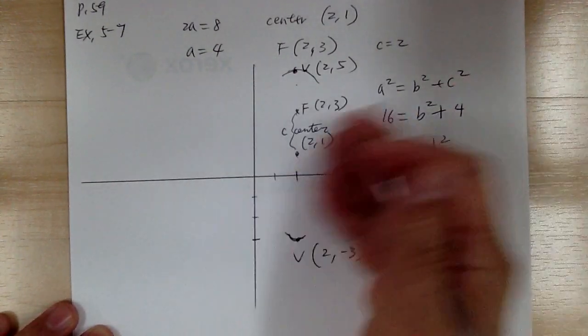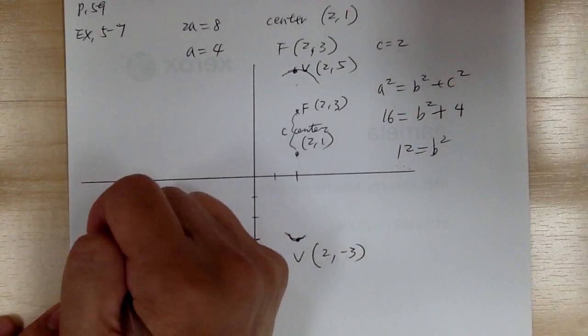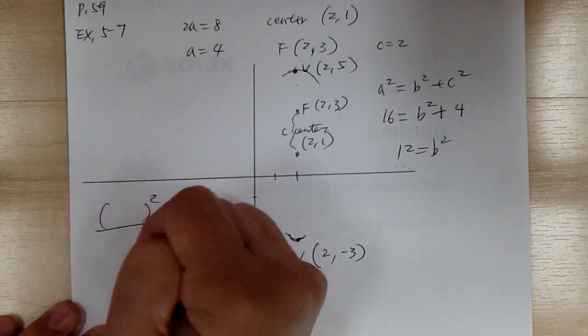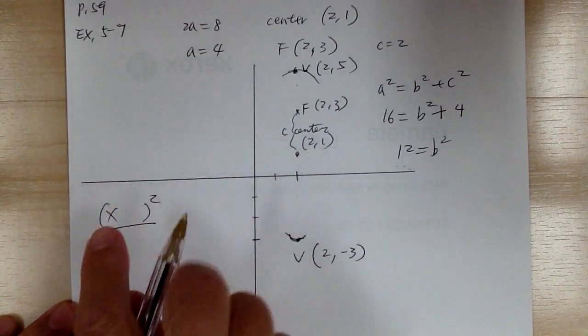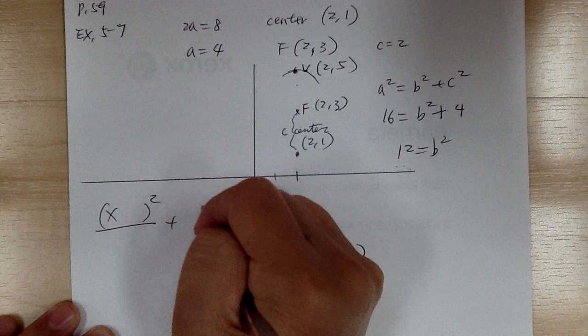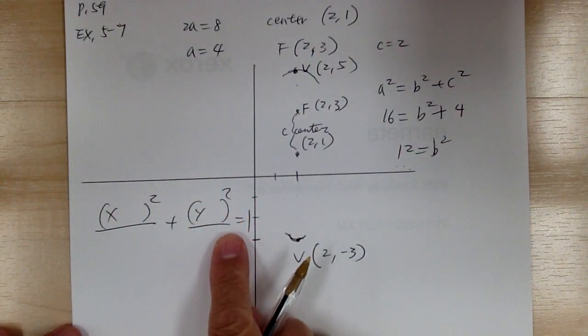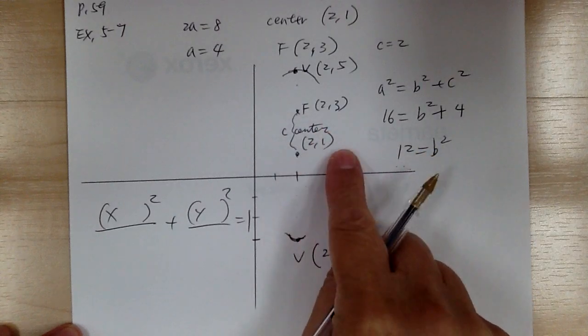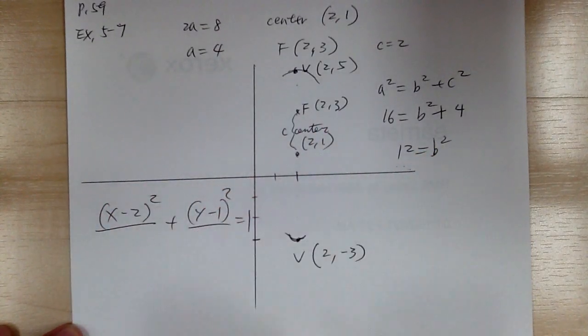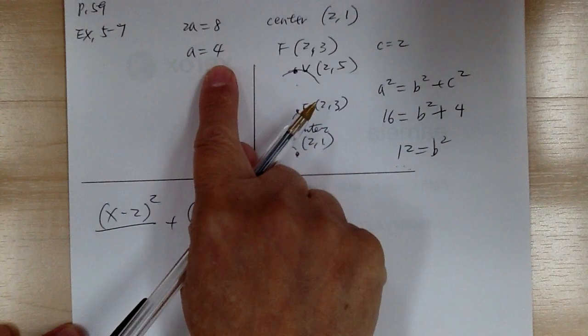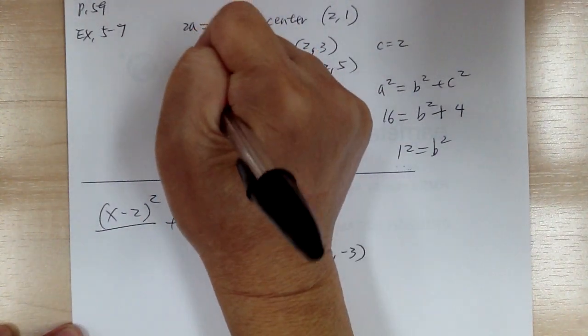Okay, so let's get a template ready. You're going to have something squared. It's always x, I like to put x first. So plus something squared equals 1. Okay, the center is at (2, 1), so it'd be x - 2 and y - 1. A is 4, so A squared is 16.